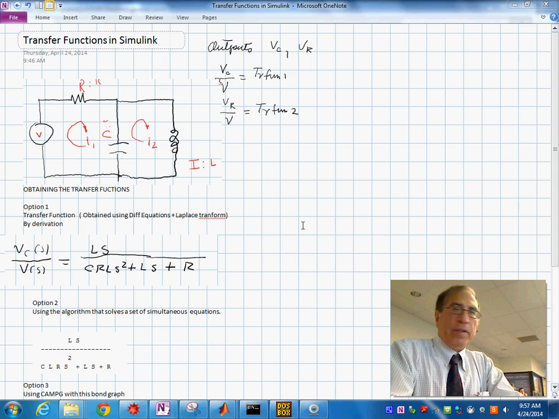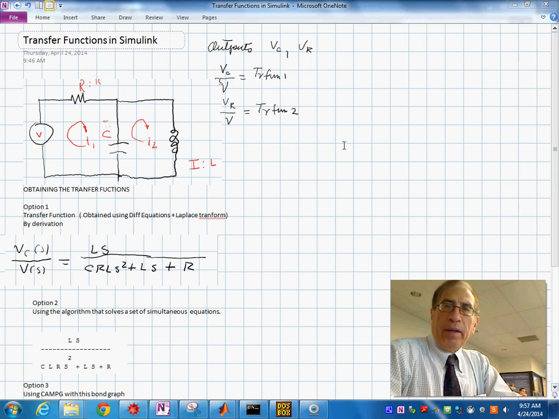We are going to see this morning how you handle transfer functions in Simulink. But before you do that, we need to have the transfer functions.